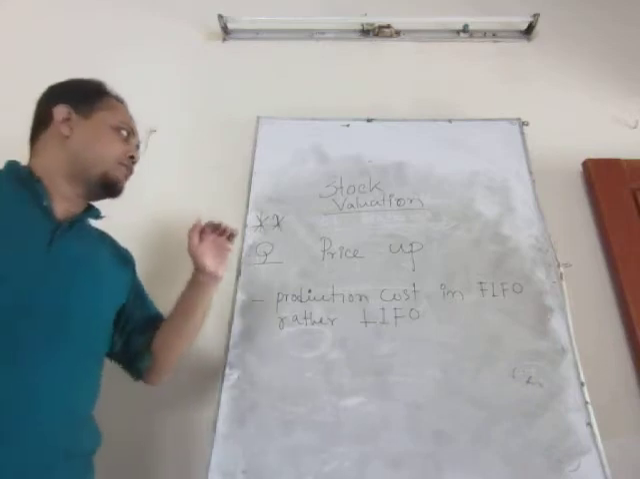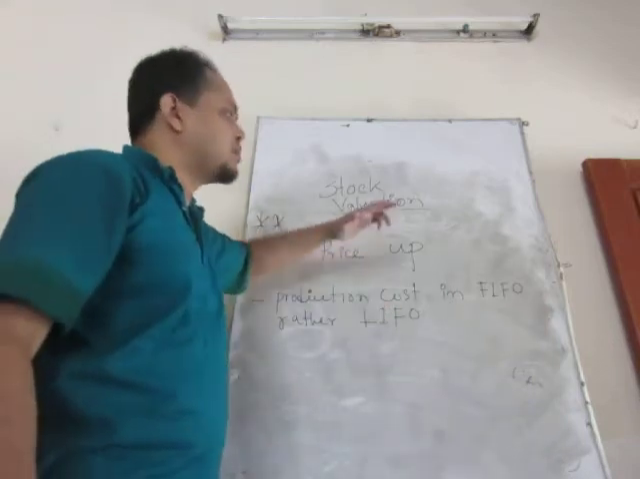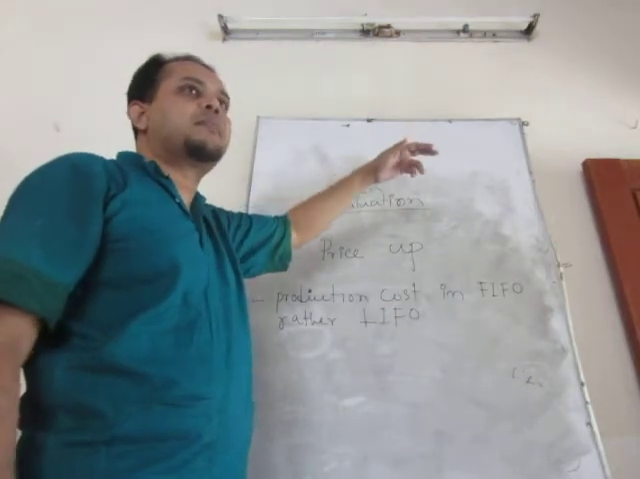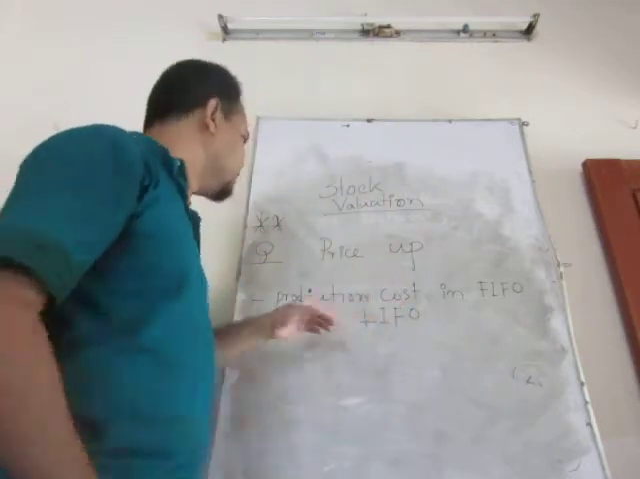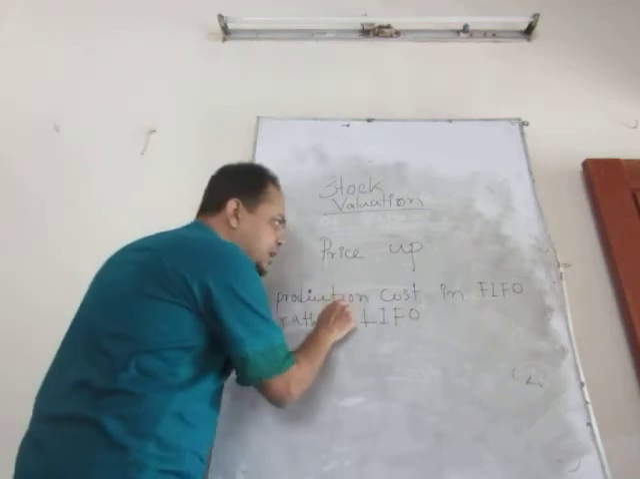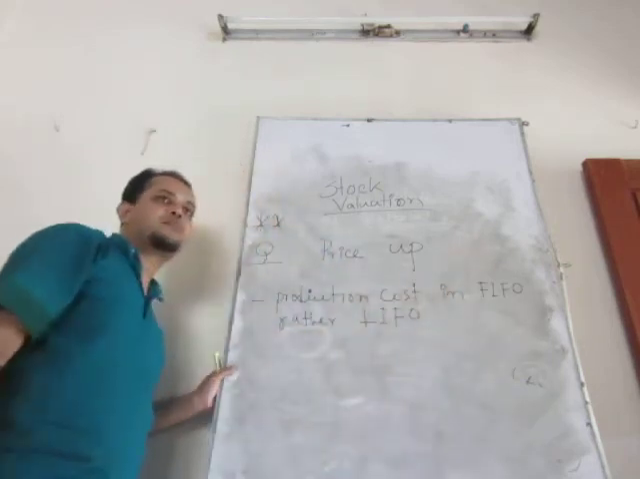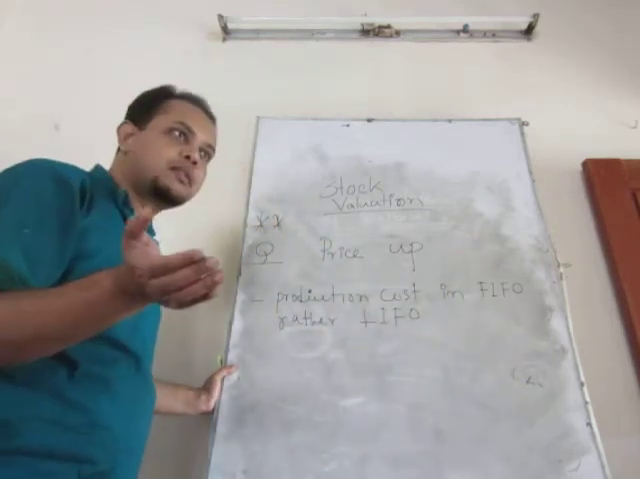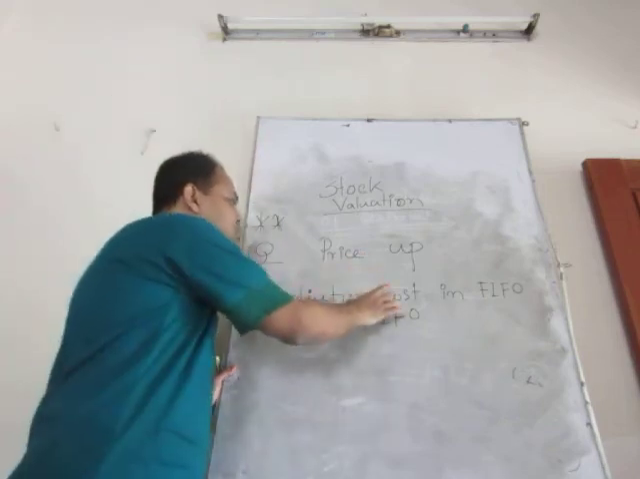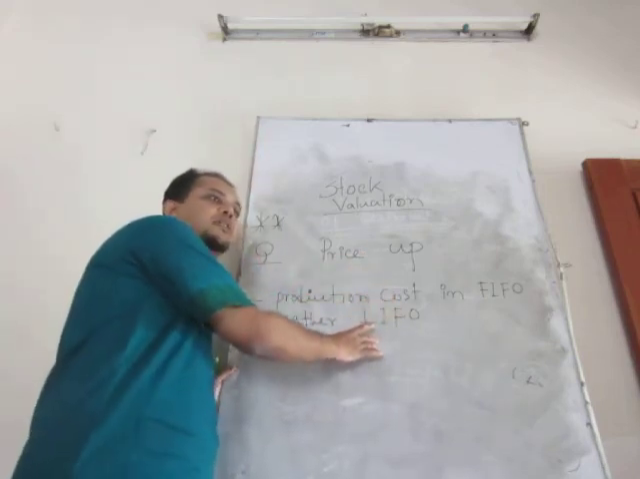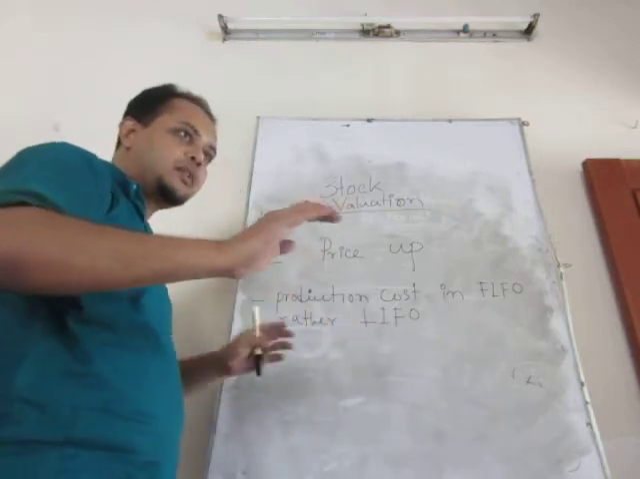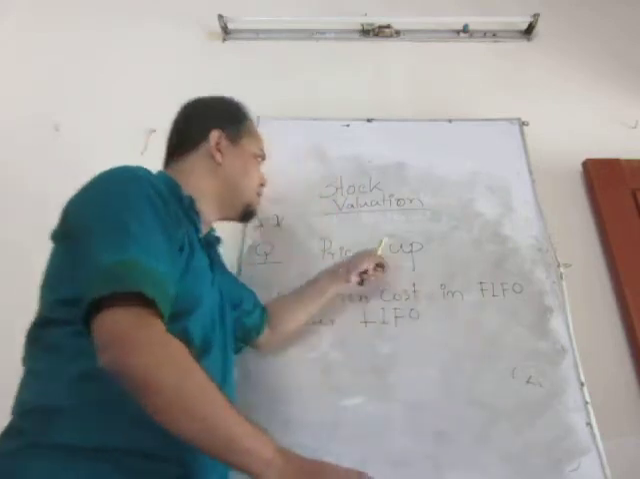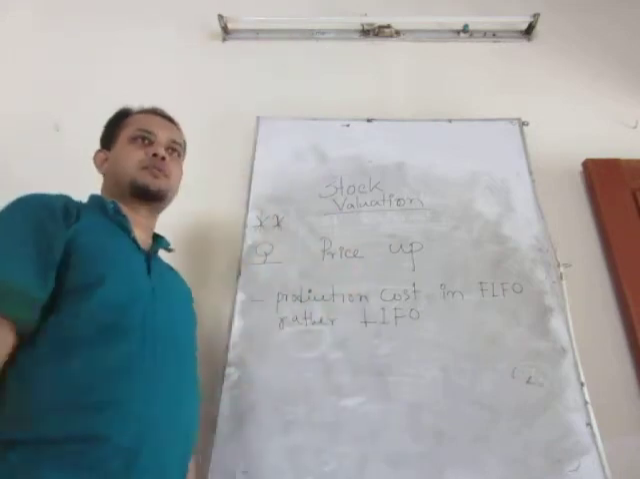Clear? Now the fact is, the price of a specific commodity is increasing. So the question is, what will be your production cost in FIFO? That means if you do not use LIFO, and rather use FIFO, in this situation what will be your production cost?